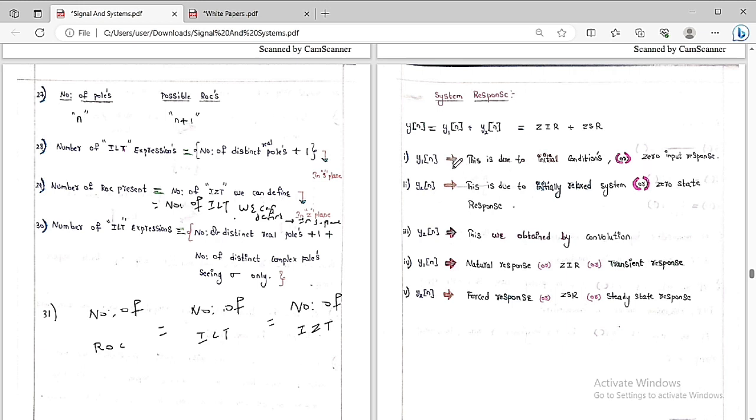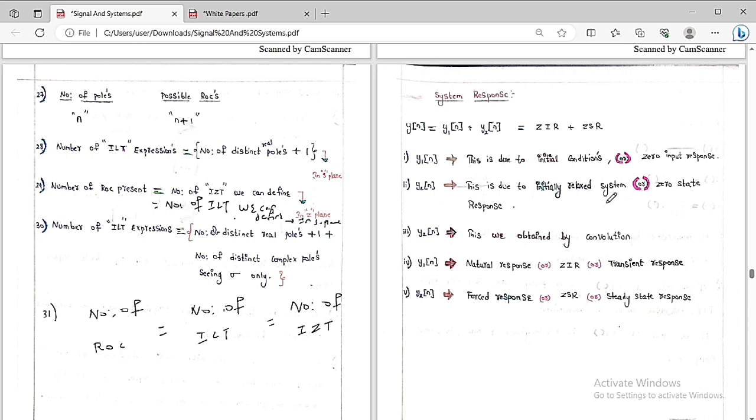So y1 of n is nothing but the response due to the initial conditions, non-zero initial conditions, or we can also say the zero input response. And y2 of n is nothing but the response due to an initially relaxed system, or we can say zero state response also.